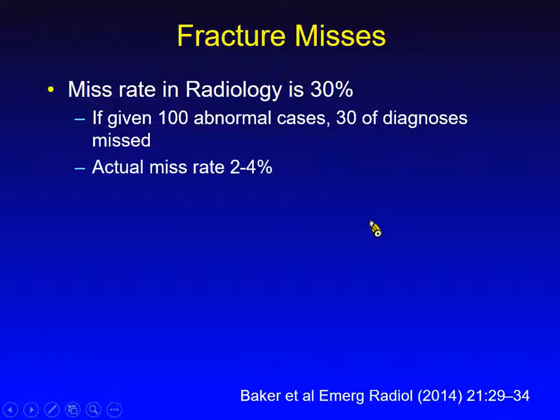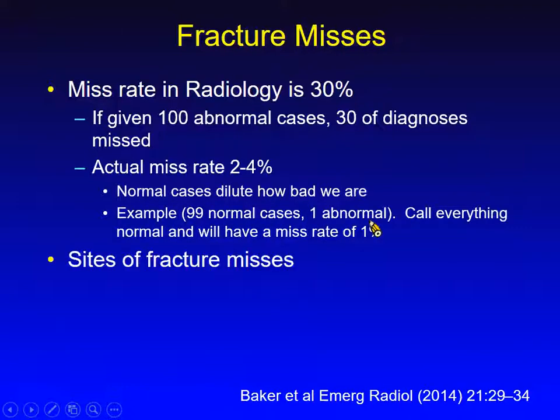And by this, I mean, let's say you took 100 cases and 99 are normal and only 1 is abnormal. I could get my 12-year-old daughter to just call everything normal, and she would have a diagnostic accuracy of 99%, right? And so in general, our miss rate is about 2 to 4%. But that's because there are a lot of normal cases in our day-to-day practice.